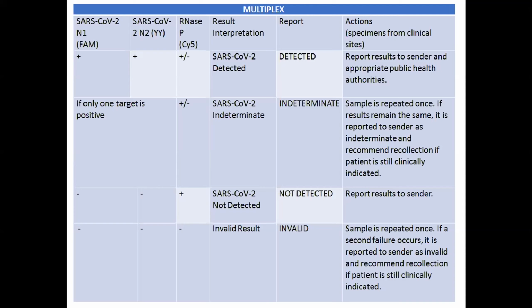Then, if nothing is positive, even if the RNase P region is also not positive, that means maybe we haven't extracted our RNA properly. That is why we are getting the negative result. So again, this makes it an invalid result. So we have to repeat the sample.